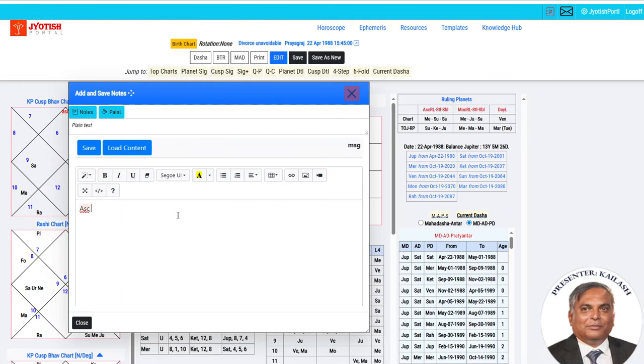So ascendant star lord is Sun, and the ascendant sign lord is Mercury, and the moon star lord is Jupiter, moon sign lord is Mercury, and day lord is Venus.